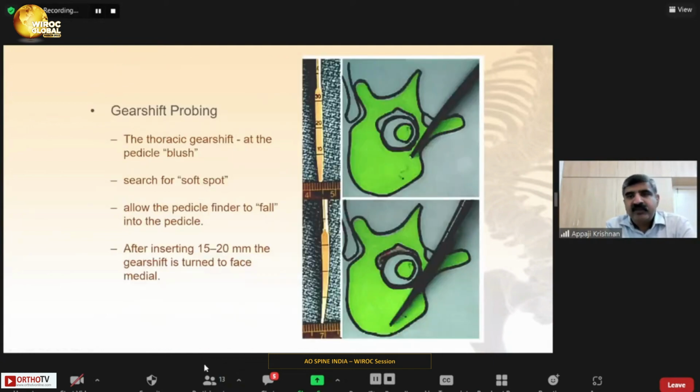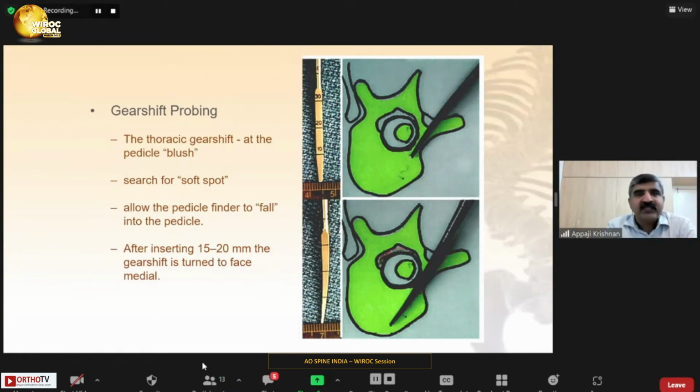So the most commonly used technique is a gear shifting technique as described by Lenke. I think it was previously described by Seolsup. Seolsup uses a drill, hand drill or a mechanized drill, and then he probes the pedicle. Lenke uses the gear shift technique.